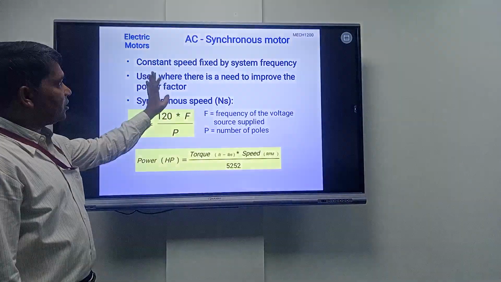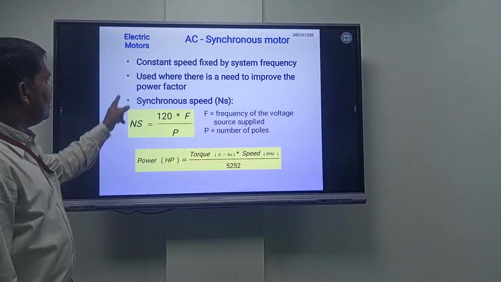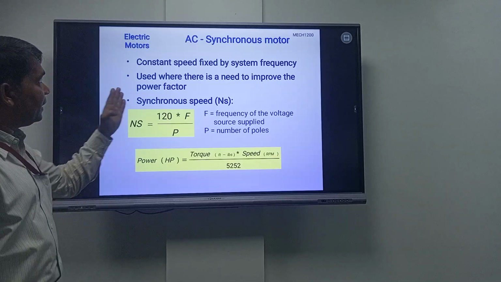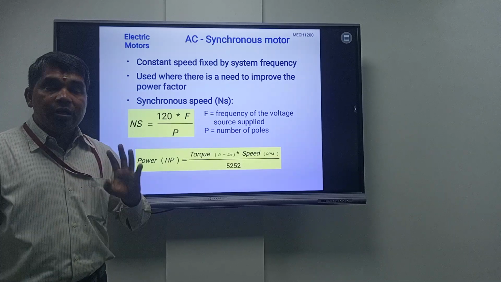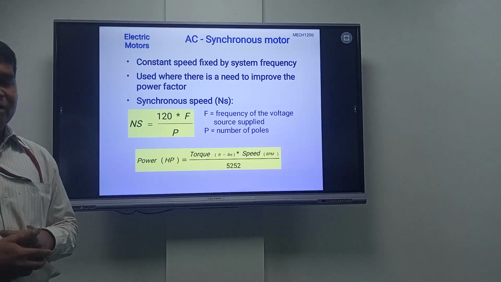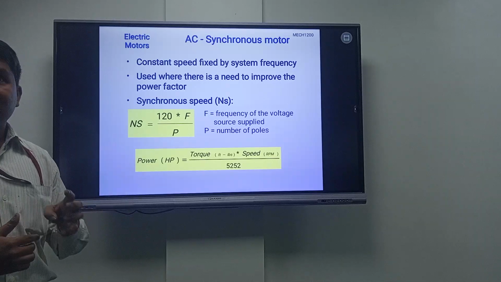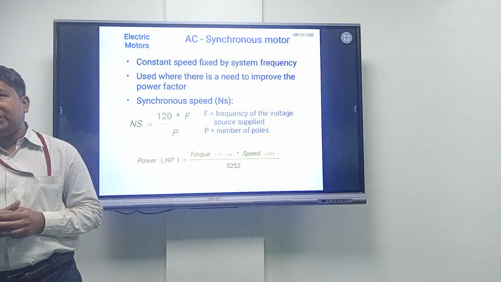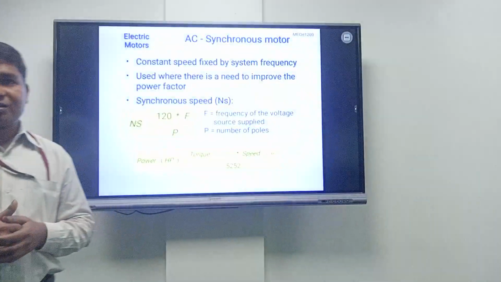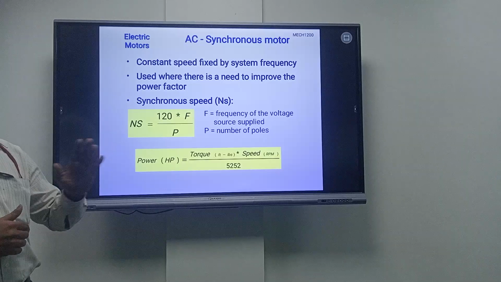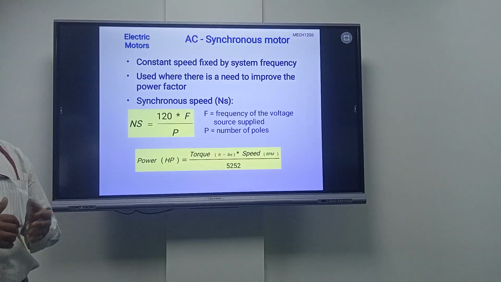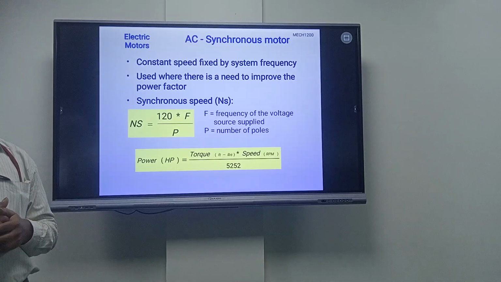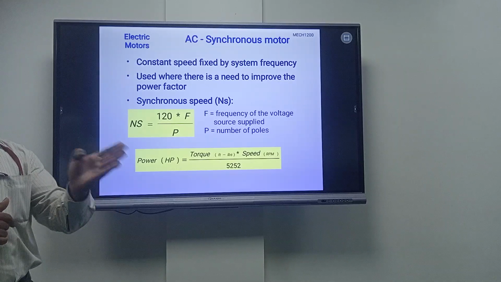Constant speed fixed by the system frequency, used where there is a need to improve the power factor. The application of the synchronous motor is for power factor improvement. Previously I mentioned power factor correction. Power factor improvement is required, because low power factor leads to more losses. We also use capacitors, but where a capacitor is not available, we can use the synchronous motor to improve the power factor.